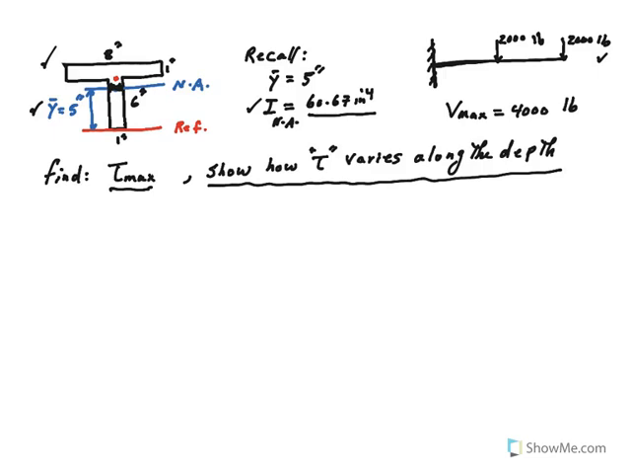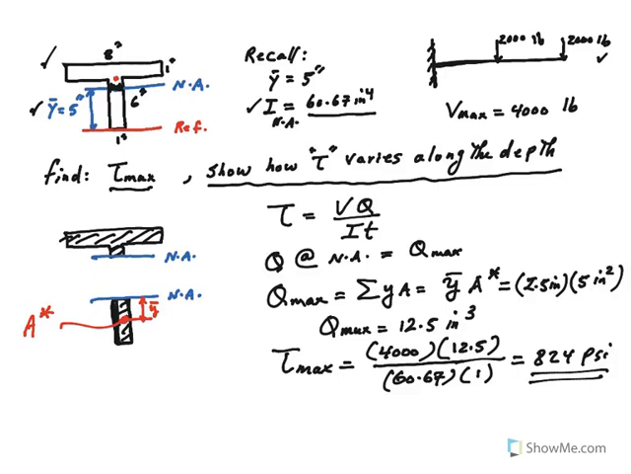So I'm going to take a pause and show you how we can redraw the flange and the section that we want to calculate the first moment of area. Okay, so we want to find Q max. Remember that we have to use tau equal VQ over IT, the shear formula. So where is Q max? Q max happens right on the neutral axis, right here.